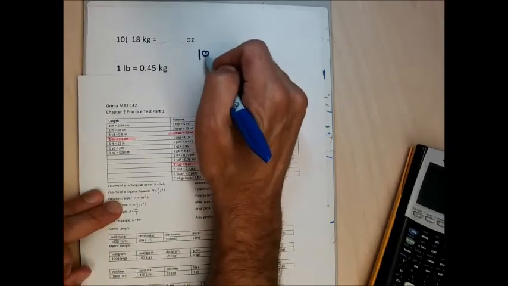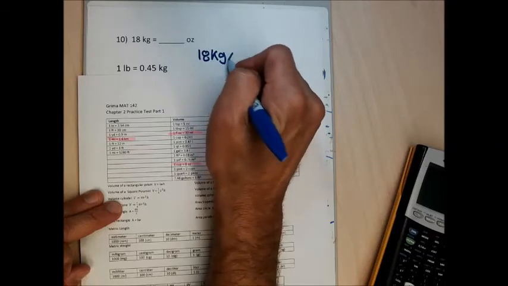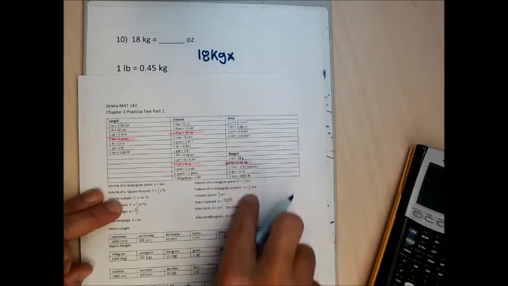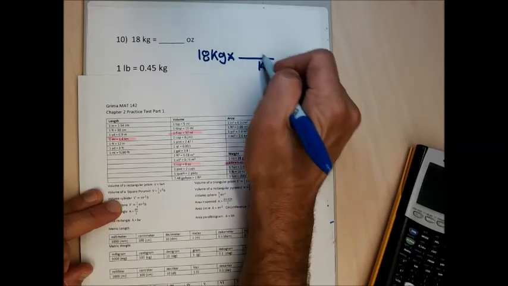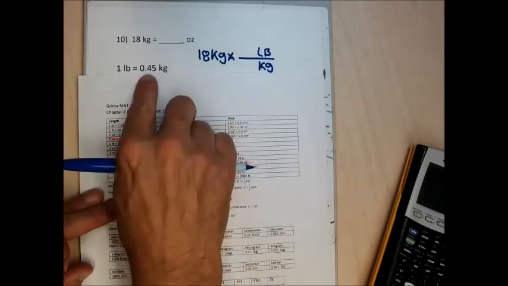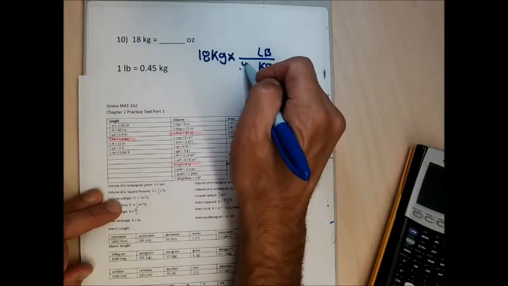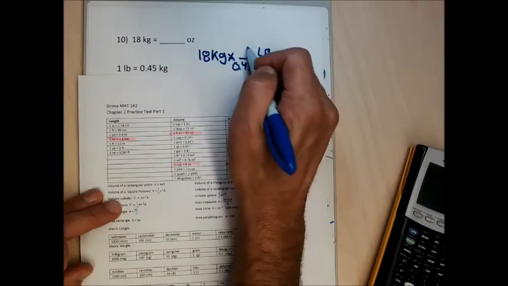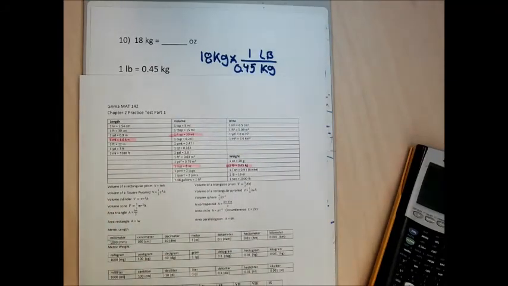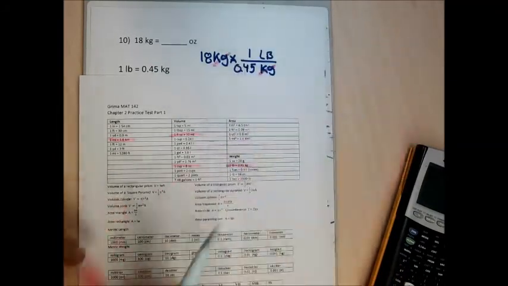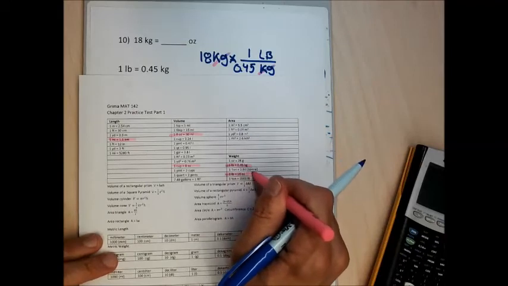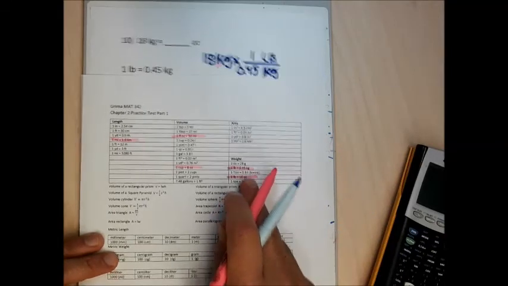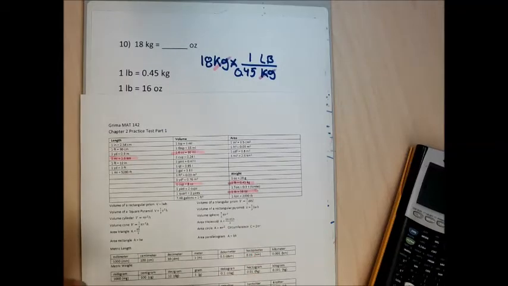I was going to take my 18 kilograms and multiply it by the only weight that has kilograms, and I'm going to put kilograms in the denominator and pounds in the numerator. I'm going to put a 0.45 next to the kilograms, a 1 next to the pounds, and what that's going to do is cancel out the kilograms and put me into pounds. Unfortunately, I need to get to ounces, and I looked here, I said, oh, I can get from pounds to ounces by using 1 pound is 16 ounces, and that's the next unit I decided to use.